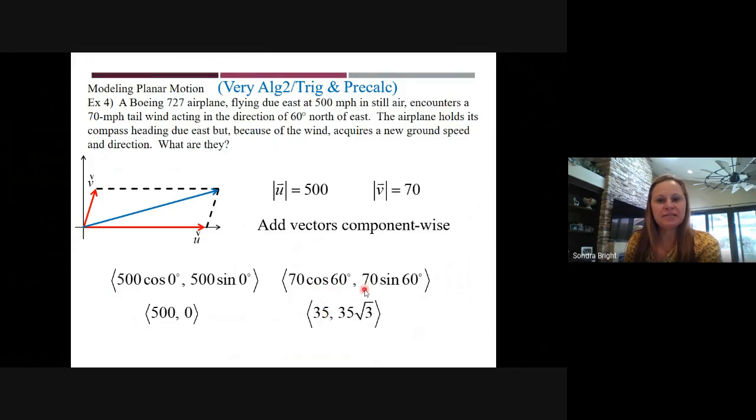This is 70 times rad 3 over 2, which is 35 rad 3. I'm going to add the two together. 500 plus 35 will give me 535. 0 plus 35 rad 3 will give you the 35 rad 3.